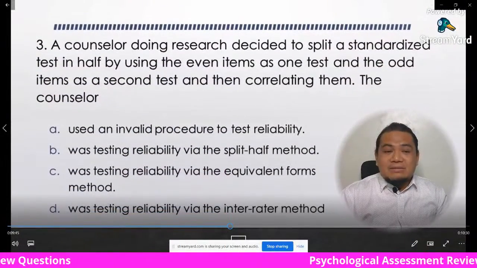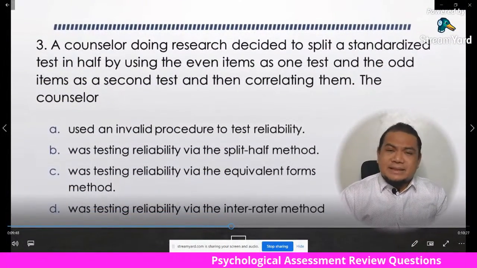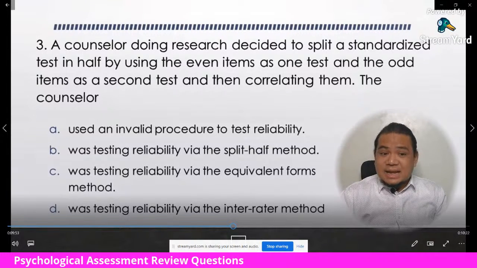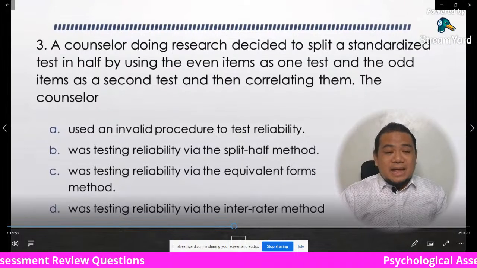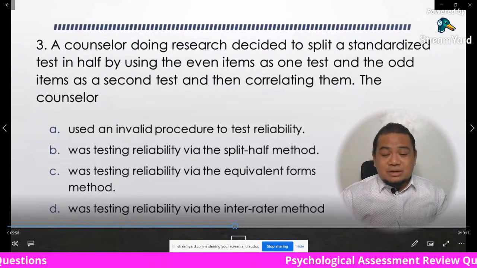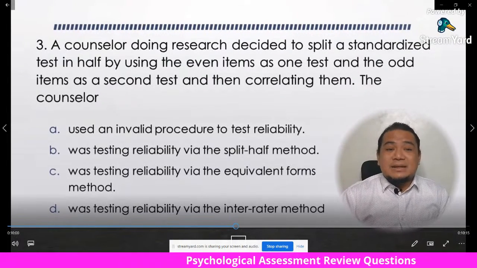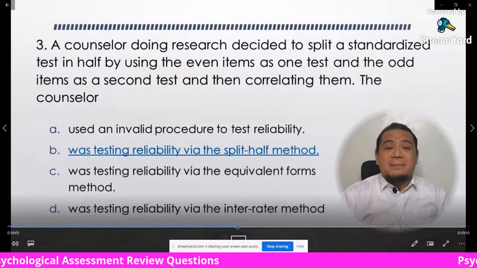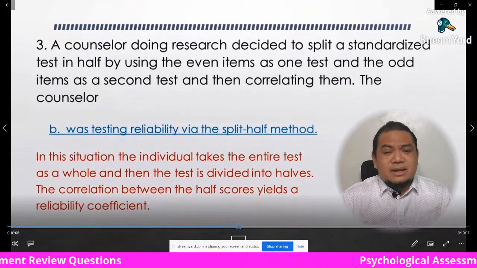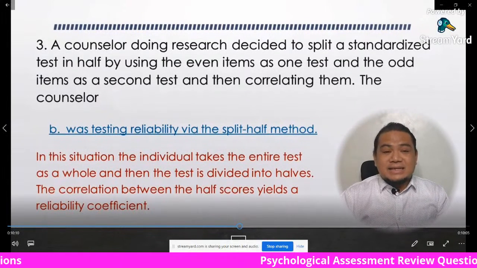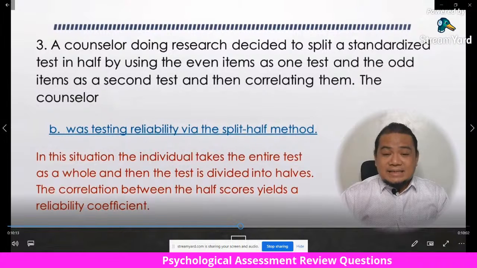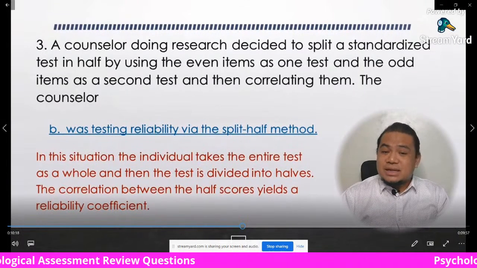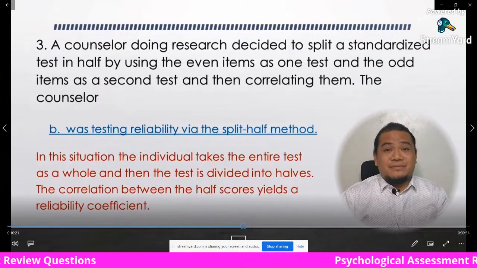Number three, a counselor doing research decided to split a standardized test in half by using the even items as one test and the odd items as the second test and then correlating them. The counselor is letter B, was testing reliability via the split half method. In this situation, the individual takes the entire test as a whole and then the test is divided into halves. The correlation between the half scores yields a reliability coefficient.